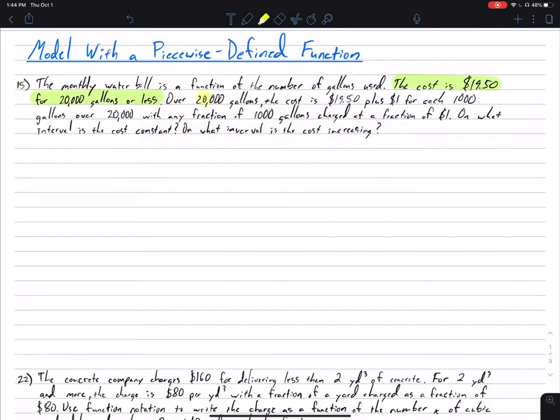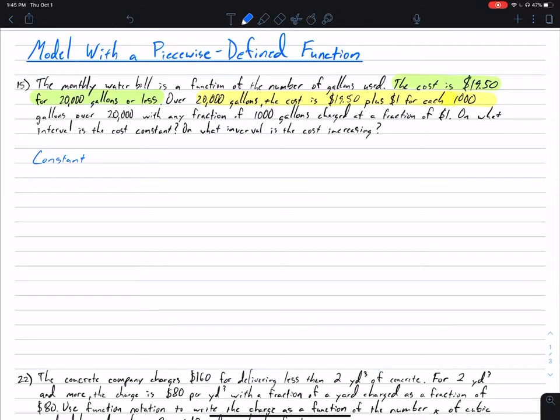and then that's kind of the next important part. And then on what interval is the cost constant? On what interval is the cost increasing? So let's look at constant first. So we want to know when this is constant. What they're asking is, when are we always charged the same amount?